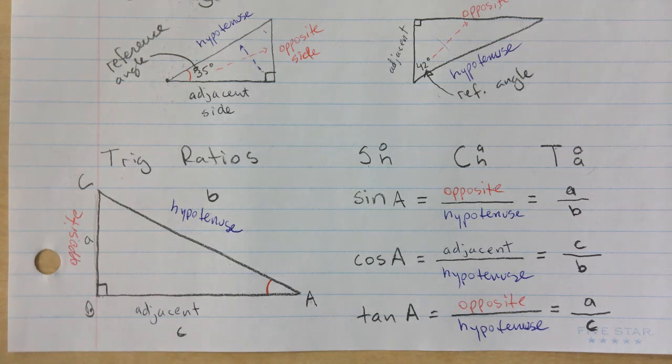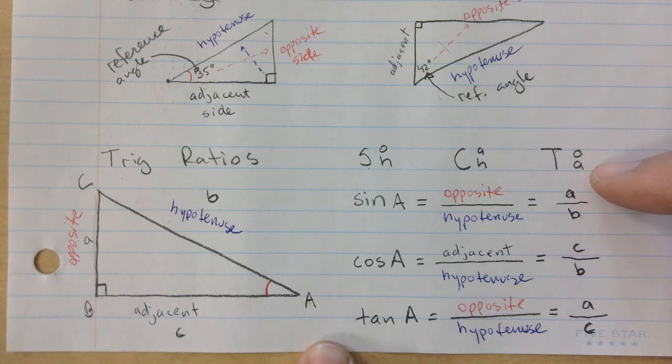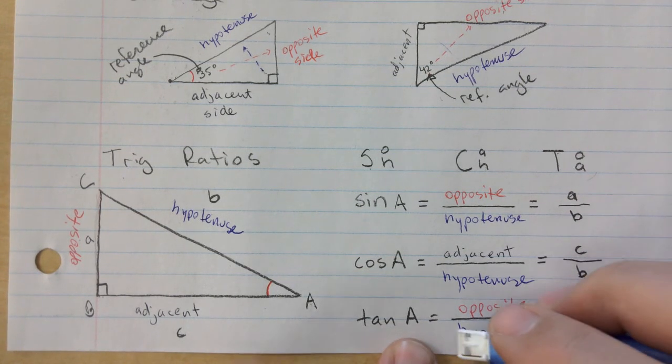Oh yes, oh my goodness. I need to use whiteout, guys. My apologies. Do you notice what I did wrong? TOA is supposed to be opposite over adjacent. Can you please change that? Thank you, Francis.